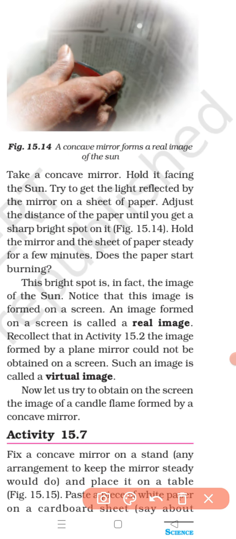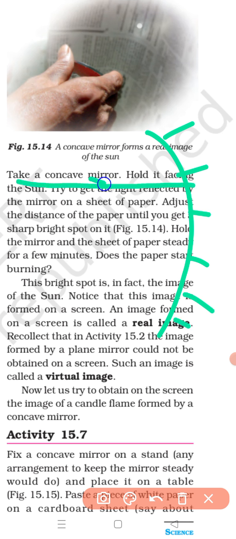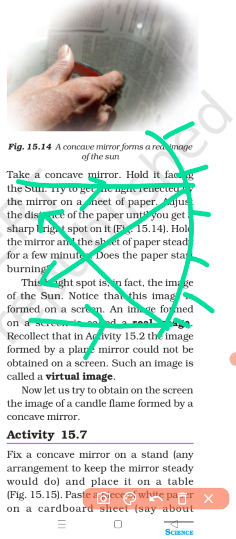Say this is a concave mirror, suppose. Okay, if I draw it on a larger scale, this is a concave mirror. When light rays are incident on it, when light rays are falling on it, they will get reflected here. As you can see over here, these two light rays are meeting at a point, right? So these two light rays are meeting at a point after reflection. That means it is concentrating at a point.